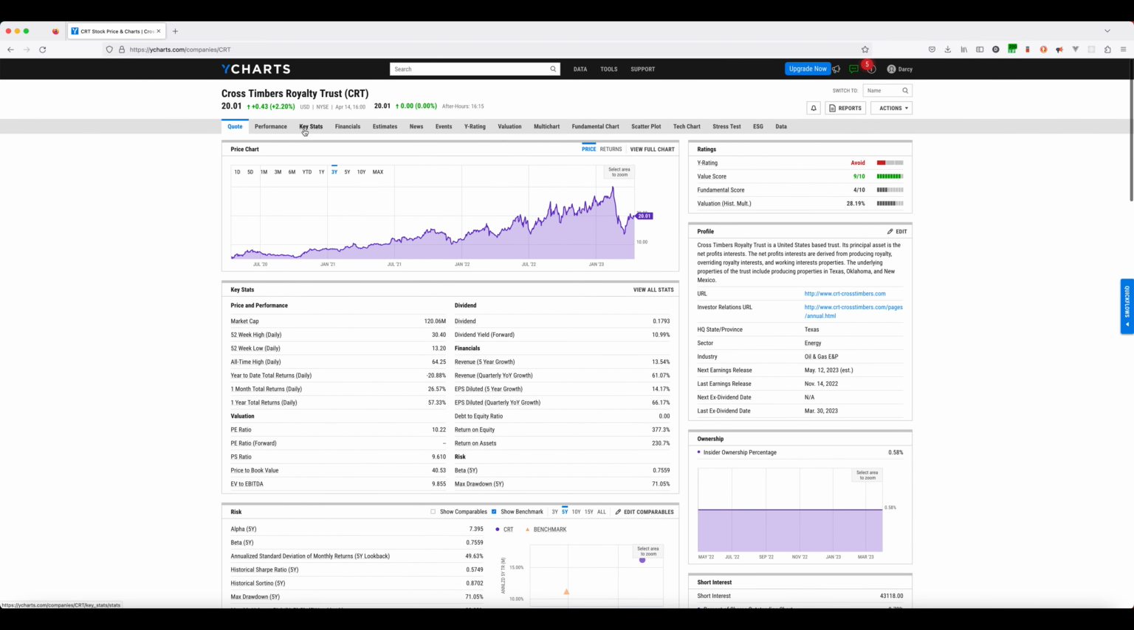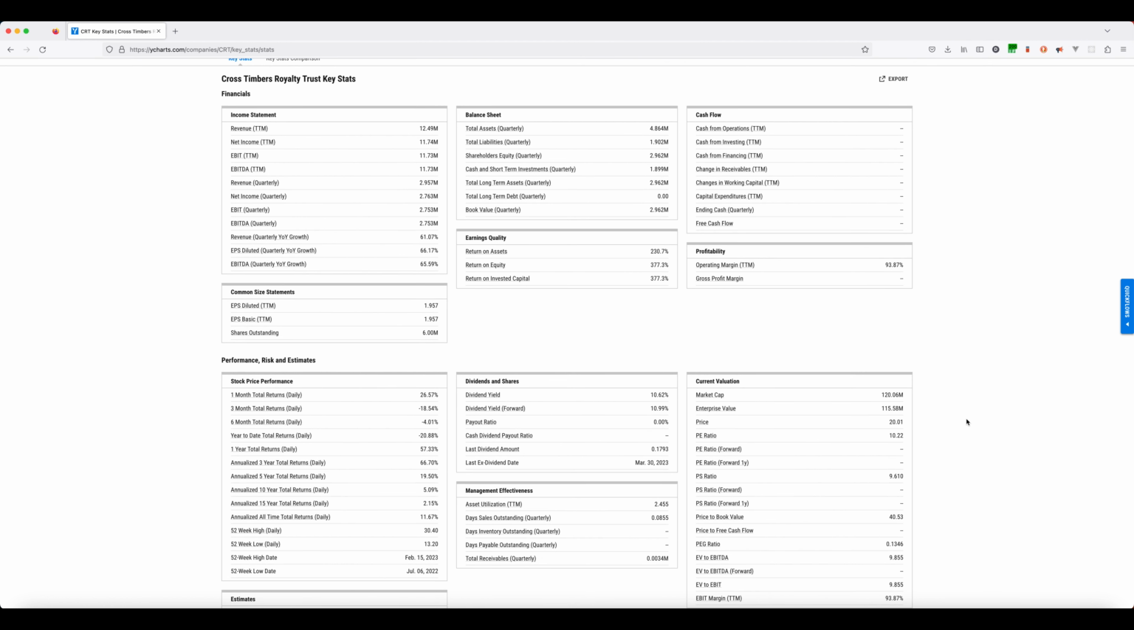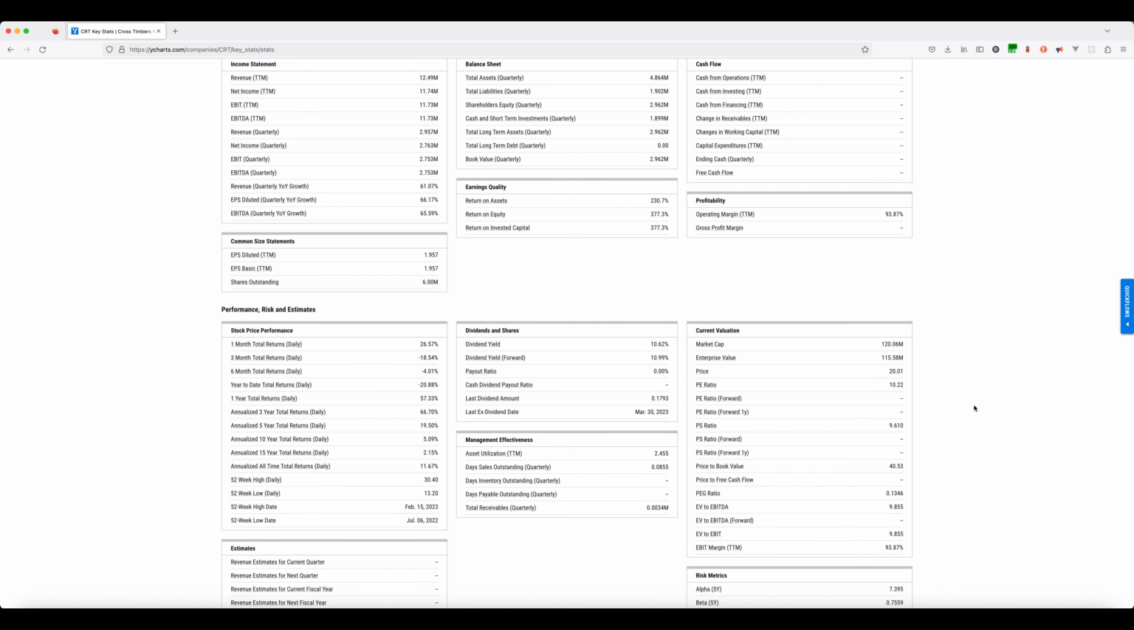So is gas. So anyways, the key stats here: it has no long-term debt, just under $2 million in cash on the balance sheet. With these royalty trusts, it's basically all about the dividend and what you're getting out of it. Shares outstanding is 6 million. The dividend yield is 10%. I mean, that's pretty healthy.